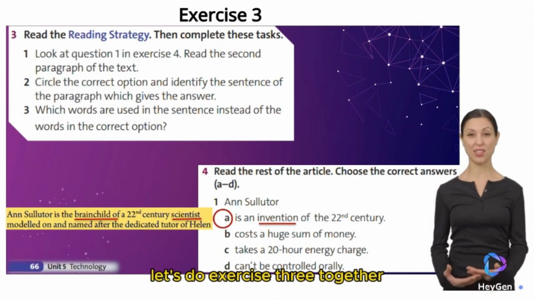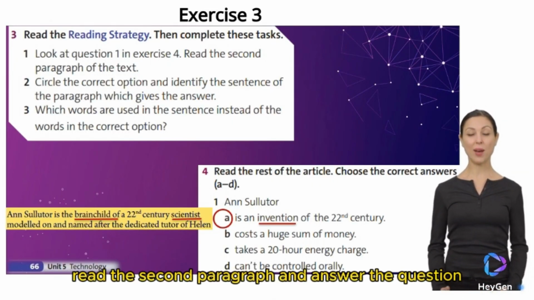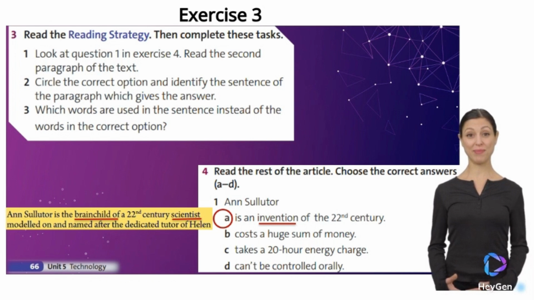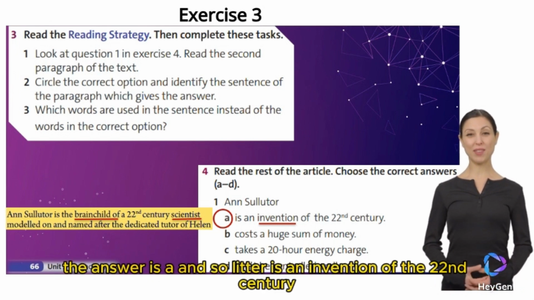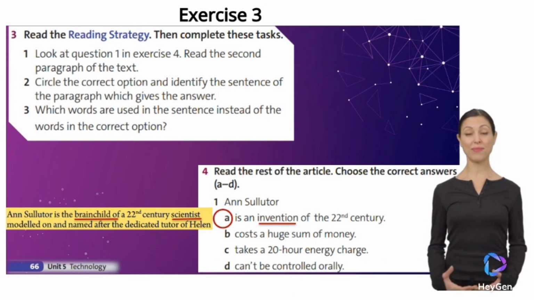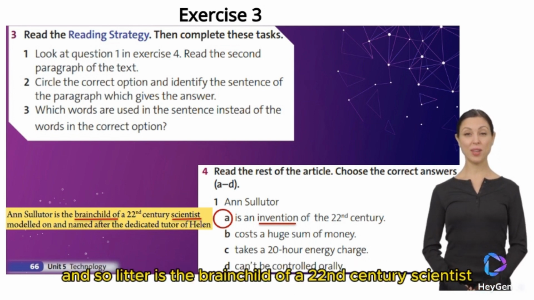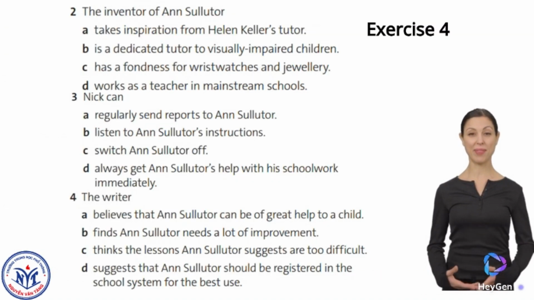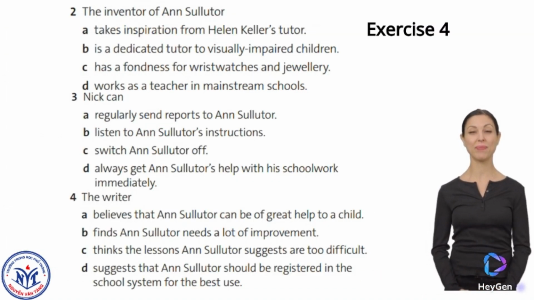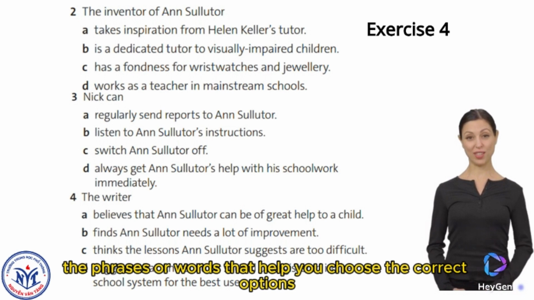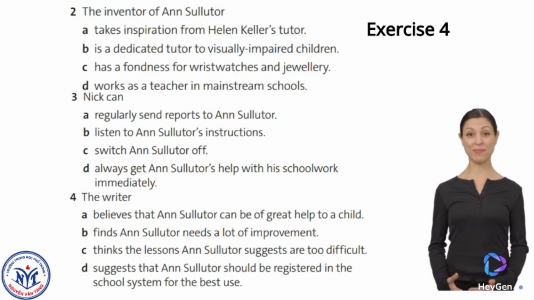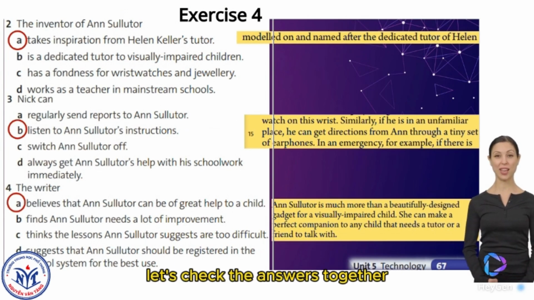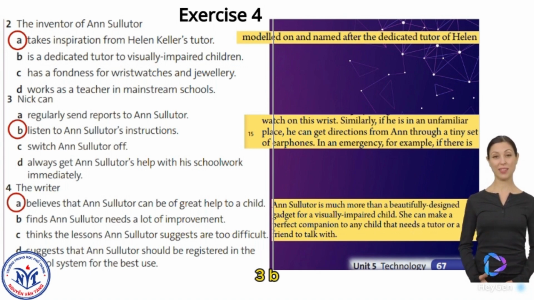Let's do exercise 3 together. Read the second paragraph and answer the question. Who is the correct answer? The answer is A. Ansaluter is an invention of the 22nd century. It matches the text. Ansaluter is the brainchild of a 22nd century scientist. Now, complete exercise 4. Remember to note the phrases or words that help you choose the correct options. Let's check the answers together. 2A, 3B, 4A. Well done!